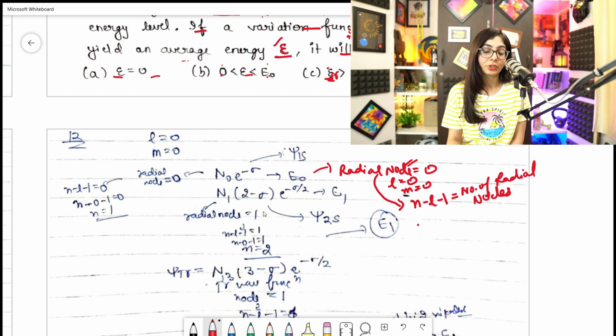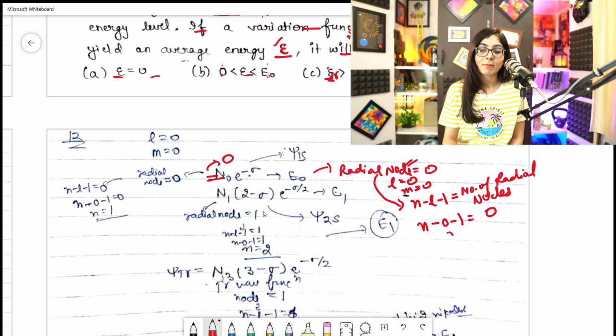What is the n value? We don't know, that we need to calculate. n minus L, which is 0, minus 1 is equal to the number of radial nodes. Here we found it to be 0, because it came out to be a boundary condition. Boundary conditions are not considered to be nodes. Clear? So it would be n minus 1 is equal to 0, and n is equal to 1. So I got the state n equal to 1, right?